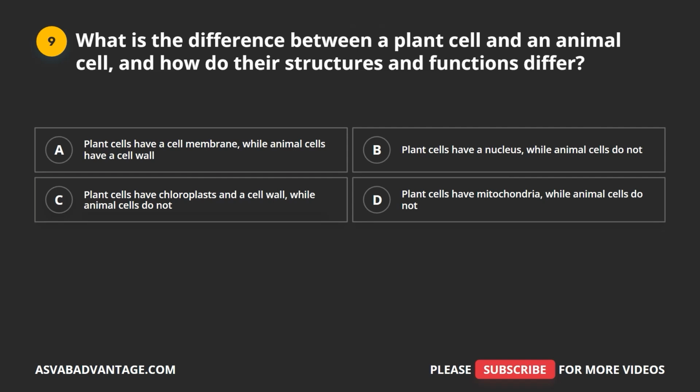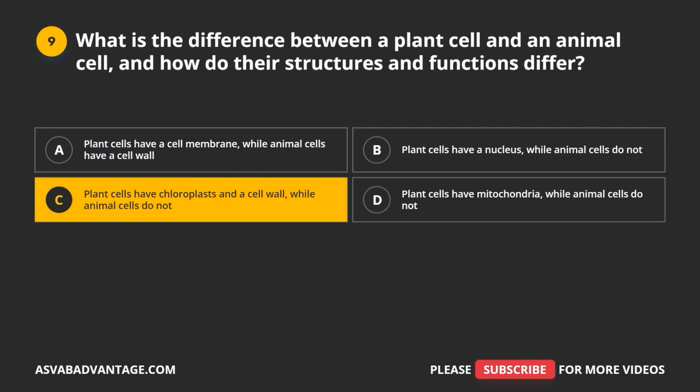The correct answer is C. Plant cells have chloroplasts and a cell wall, while animal cells do not.